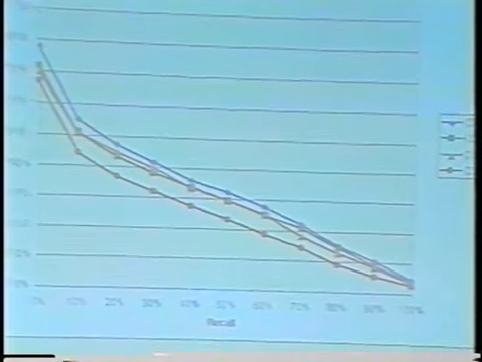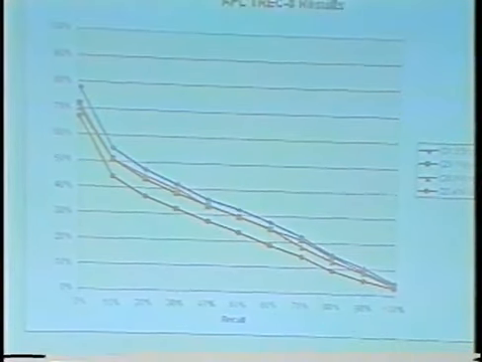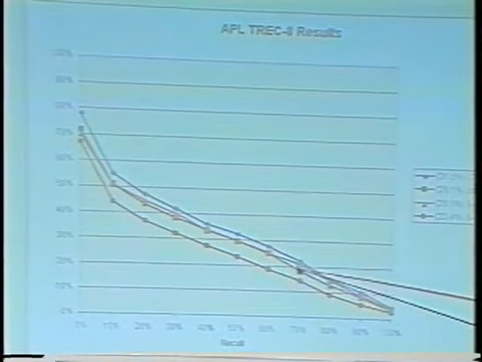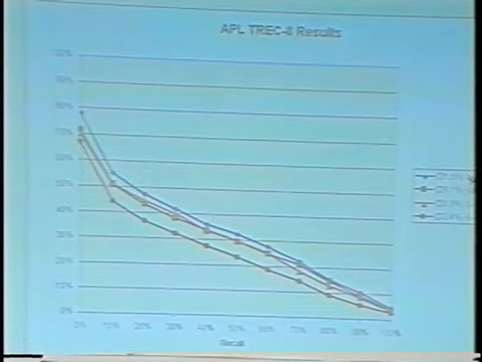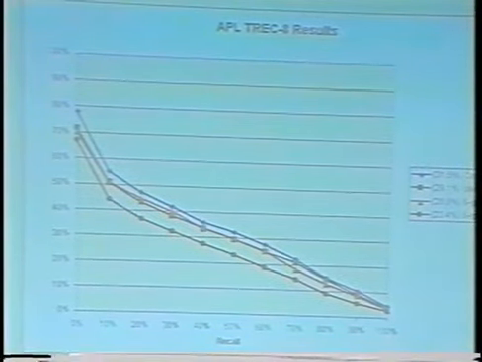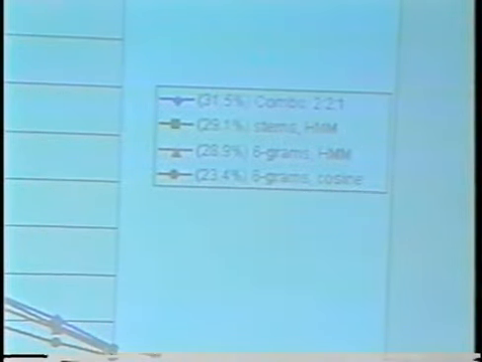We do a simple linear combination of two parts this score, two parts this score, and one part this score. And we get a curve that is significantly above the other ones. It's, I guess, 2.5 points above, which in TREC terms is a significant jump. Okay? So you can see that you get a big boost for combining evidence.